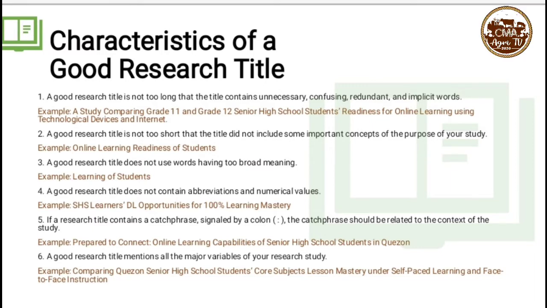According to the characteristics of a good research title, a research title should not contain abbreviations and numerical values. Next, number 5. If a research title contains a catchphrase signaled by a colon, the catchphrase should be related to the context of the study.